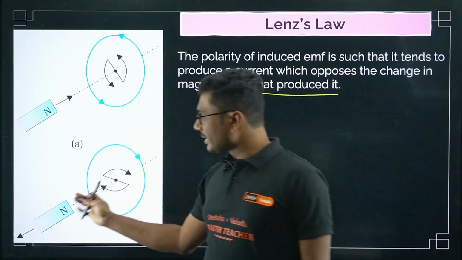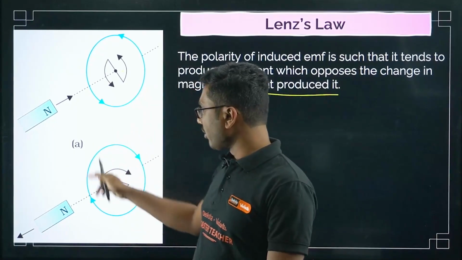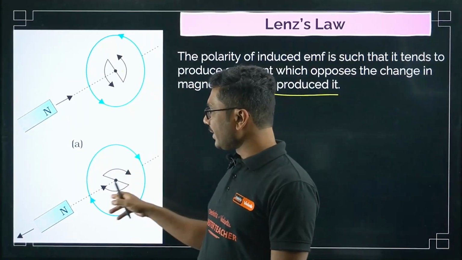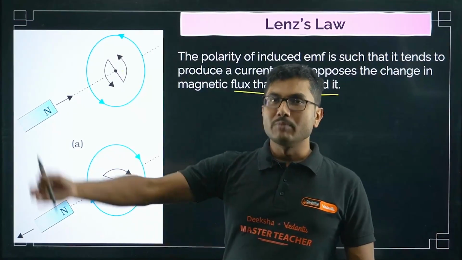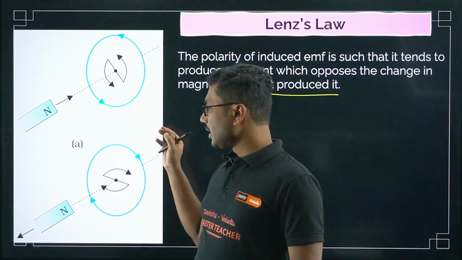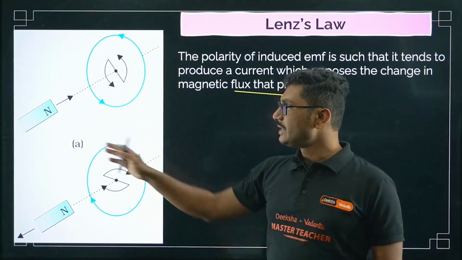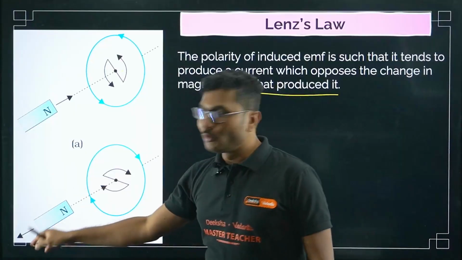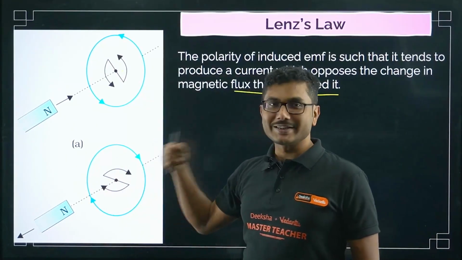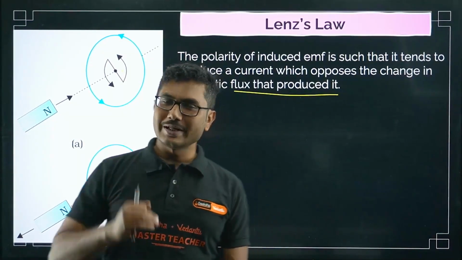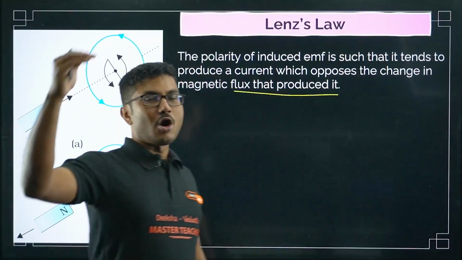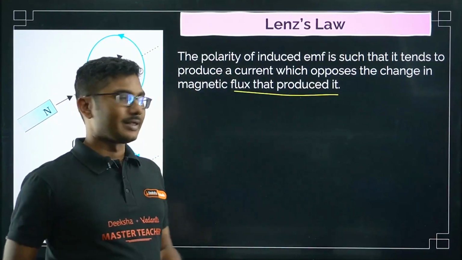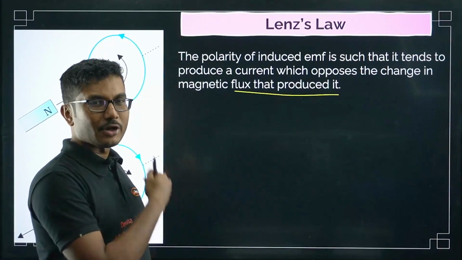Similarly, if you take that north pole away from this coil, a south pole is formed, so that again tries to stop the moving-away north pole. So initially the north pole was trying to repel it. Again, when it is moving away, it is a south pole trying to attract it and make it stop. So everything happens to stop or oppose the incoming or outgoing magnet.